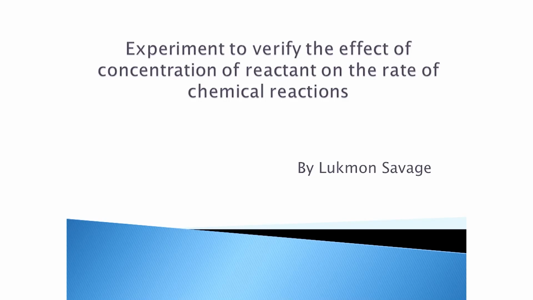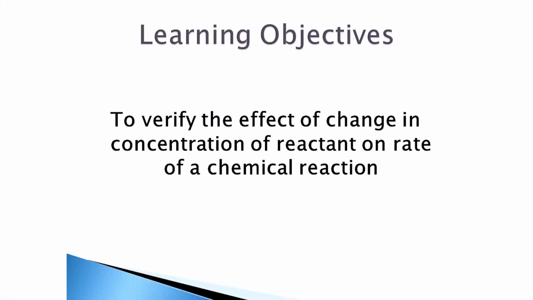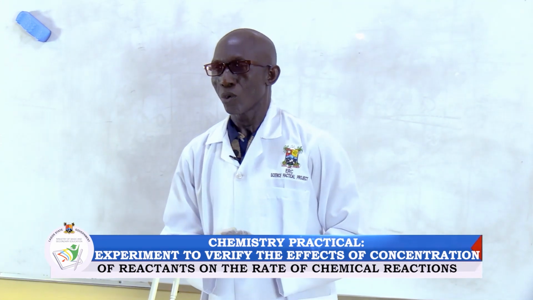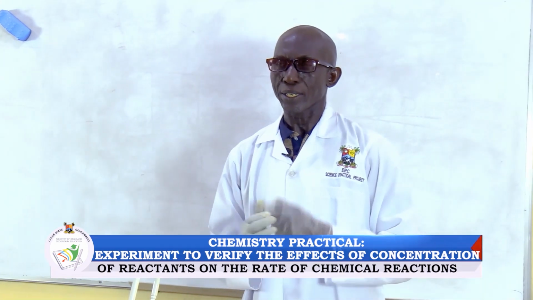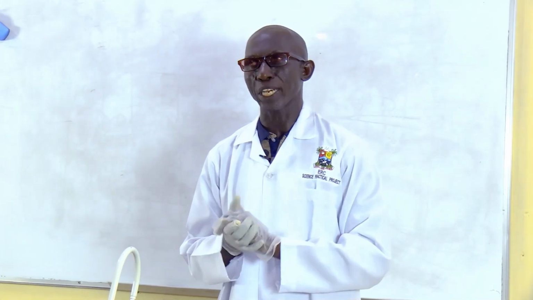Our topic today is experiment to verify the effect of concentration of reactants on the rate of chemical reactions. Our learning objective, like I said earlier on, is to actually demonstrate and verify whether change in concentration of reactants actually affect the rate of chemical reactions or not. To carry out this experiment, we are going to look at these keywords from our previous lessons.